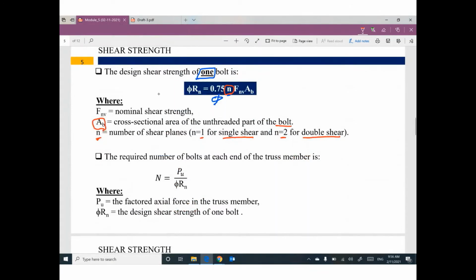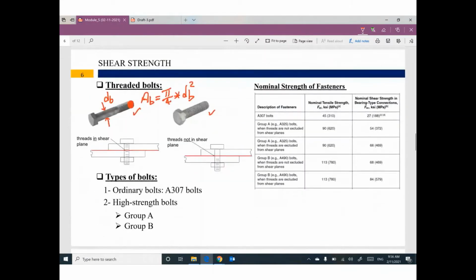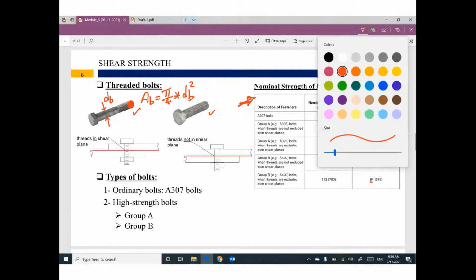What about FNV? FNV is the nominal shear strength. If you open this table, I can tell you the value of FNV, the nominal shear strength in KSI: 27, 54, 68, 68, 84. Which value am I going to use?